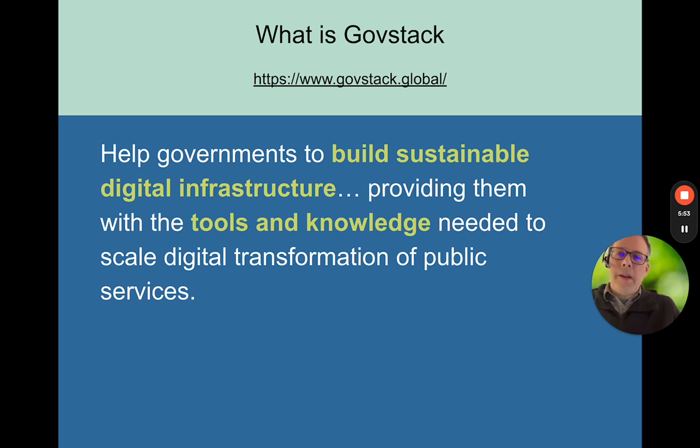Now, let's move on to GovStack. Remember, the GovStack Alliance, DPGA Alliance, is one of the ways that we're going to inform governments about how to roll out this DPI. So the goal of GovStack, and this is from their website, is to help governments to build sustainable digital infrastructure, providing them with the tools and knowledge needed to scale digital transformation of public services.